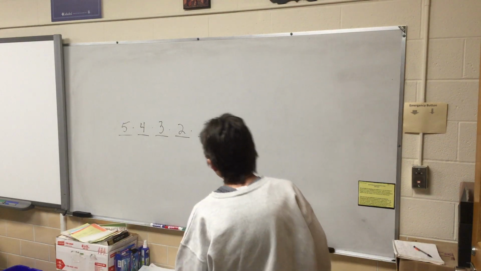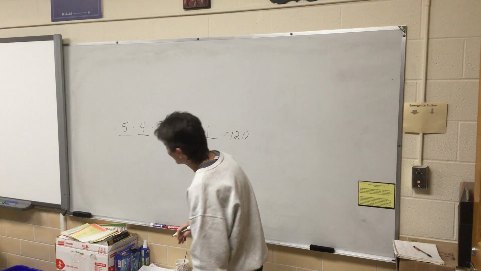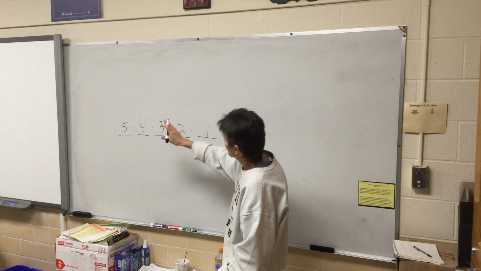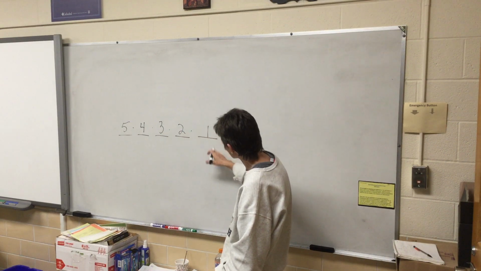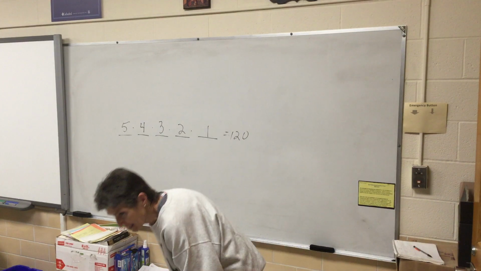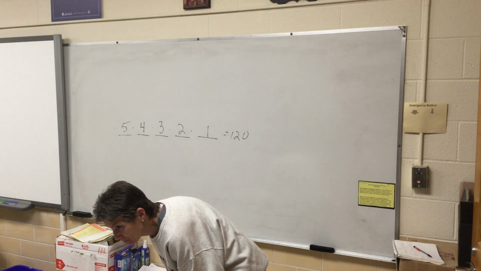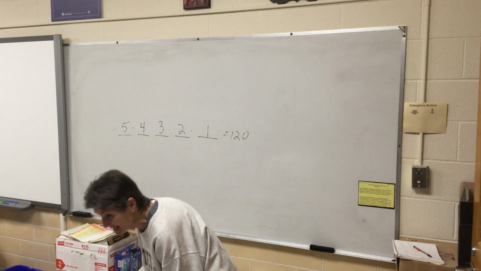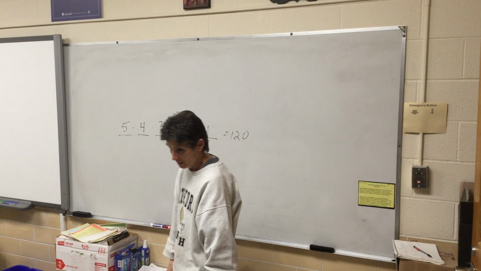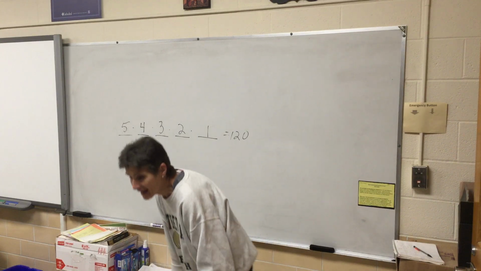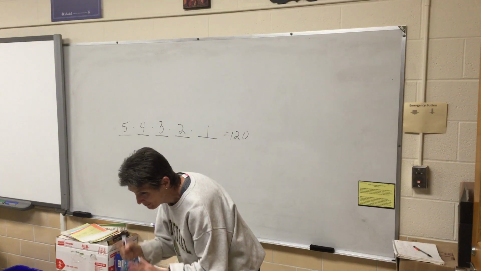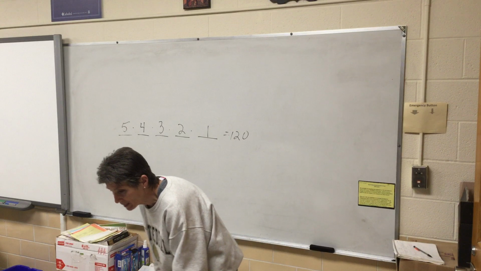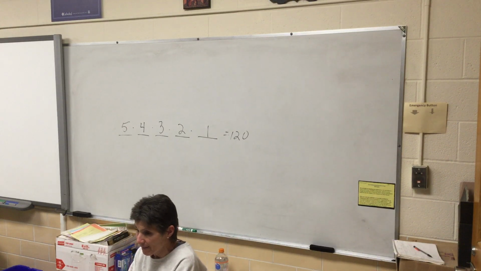All right, so the number of ways that I can arrange 5 books on a shelf is 5 × 4 × 3 × 2 × 1. Does that sort of make sense to everybody? What if I had 15 books? What would that look like if I had 15 books to arrange on the shelf? What would that look like?